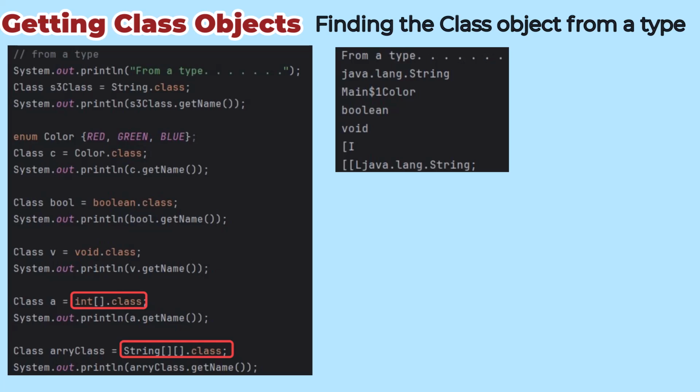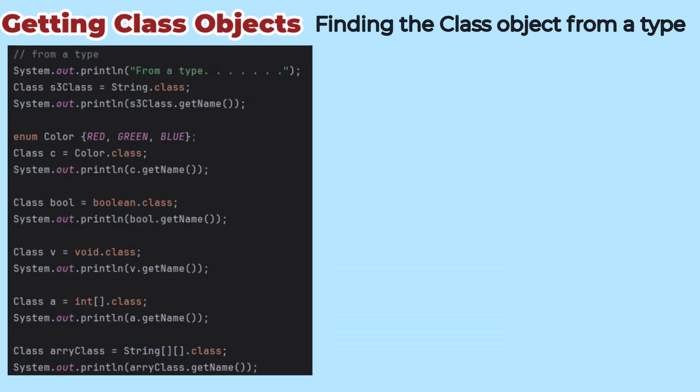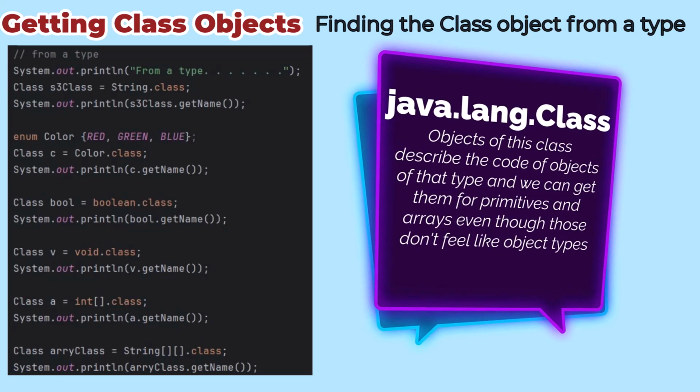We can also get the class object for an array. In this case, the name of the class object is going to have one opening bracket for each dimension of the array, and then a type like this. So a one-dimensional array of integers has a class object that will be named square bracket, capital I. A two-dimensional array of strings will have a class object named square bracket, square bracket, L, java.lang.String. The bigger point here isn't how they're named. The bigger point is that we can get an object that describes the code related to primitives and arrays, even though they don't feel like objects.